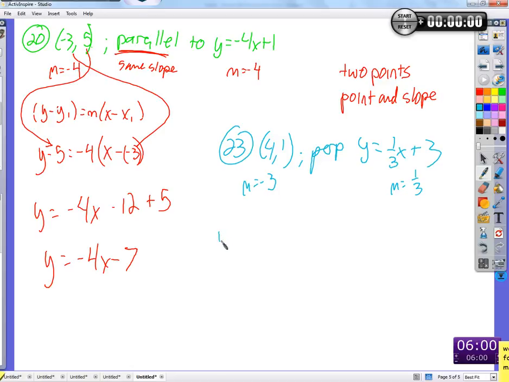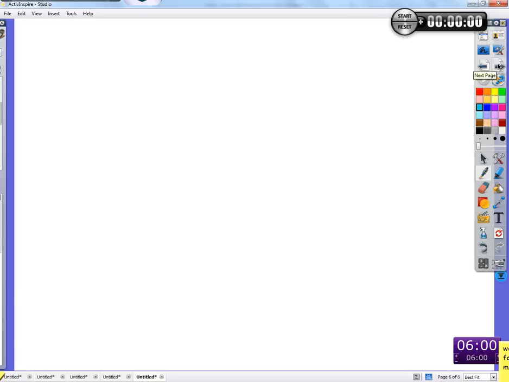So point slope form. Y minus y1 equals m times x minus x1. Y equals -3x plus 12. Add 1 to both sides. Y equals -3x plus 13. We can plug that into the slope-intercept form itself. So how about if you do number 25?